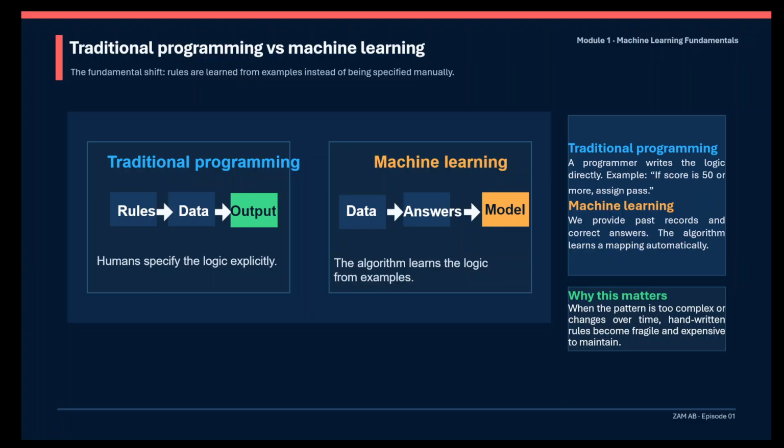So when it becomes very complex, handwritten rules become fragile. They become expensive to maintain. They become fragile and expensive to make. When the pattern is too complicated, the handwritten rules cannot work there. So machine learning is very useful in such situations, definitely.